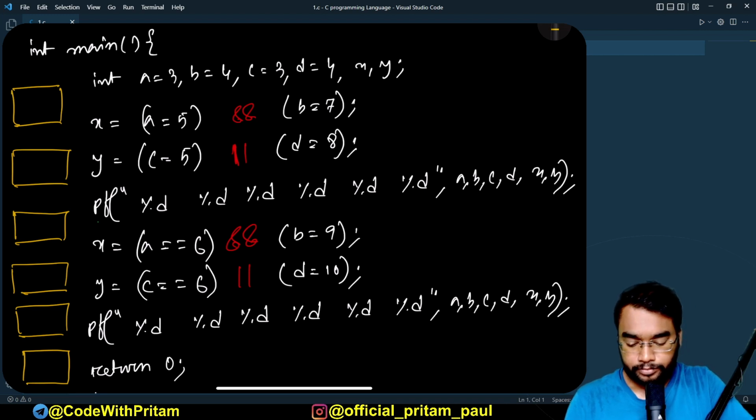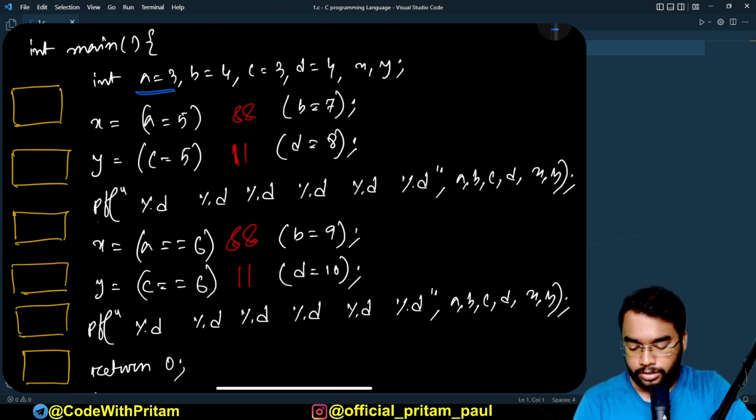Now here A equal to 3, that means we are writing A, B, C, D, X and Y. So here it is 3, here it is 4. Here C is 3 and D is 4. So 3, 4, 3, 4, and then X and Y would be empty.